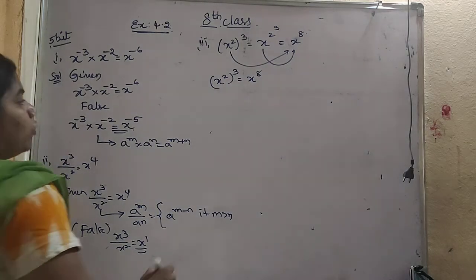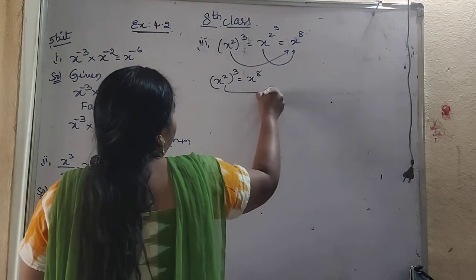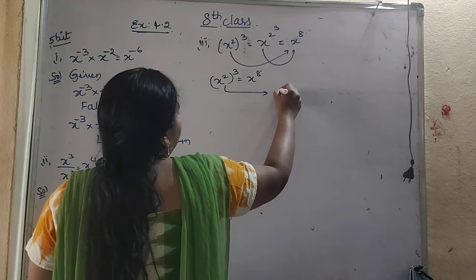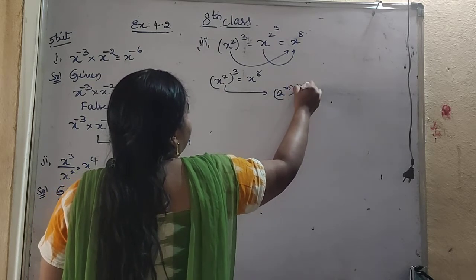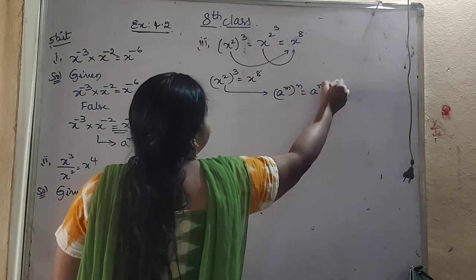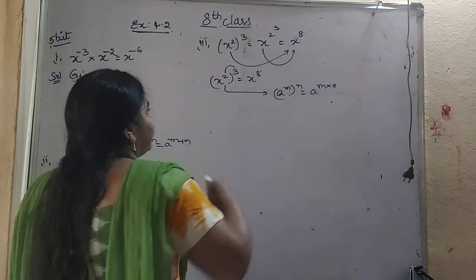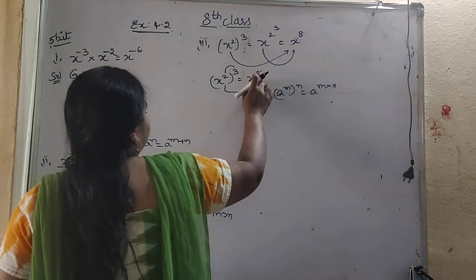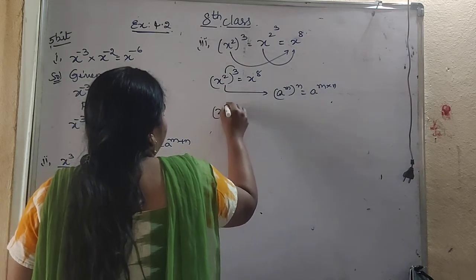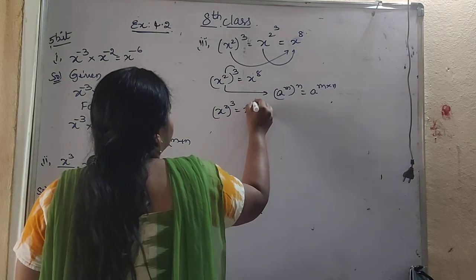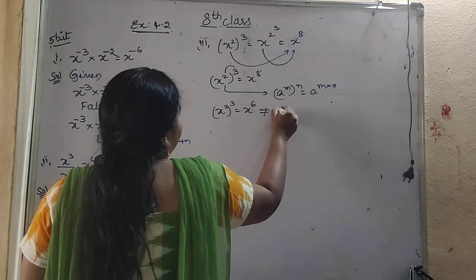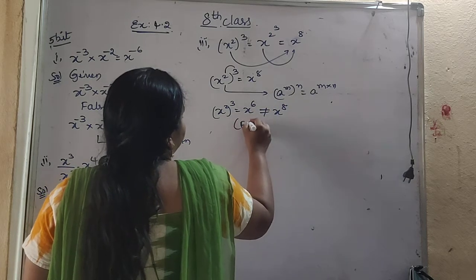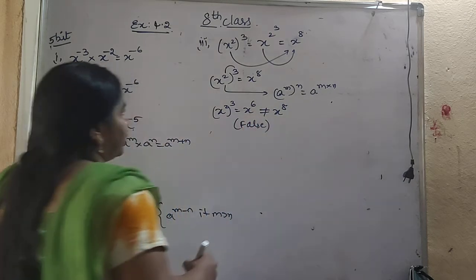Okay. So this is in the form of which formula? This is in the form of a power m whole power n. So what we have to do? We have to multiply the powers. So if you multiply, 2 into 3 will be 6. But he wrote it as x power 8. So x square whole cube is equals to x power 6. That is not equals to x power 8. So what he did, that is a false statement.